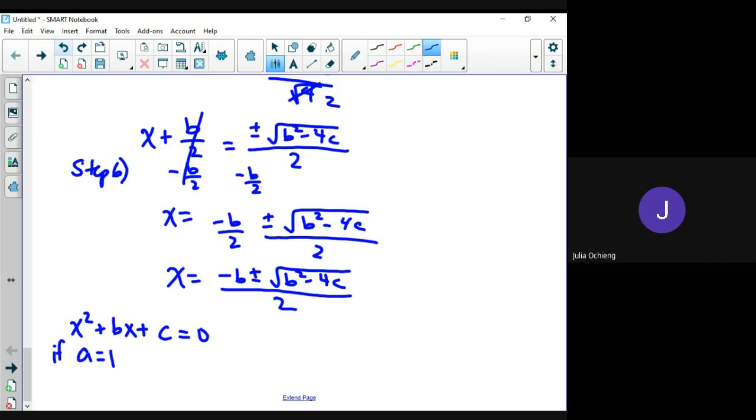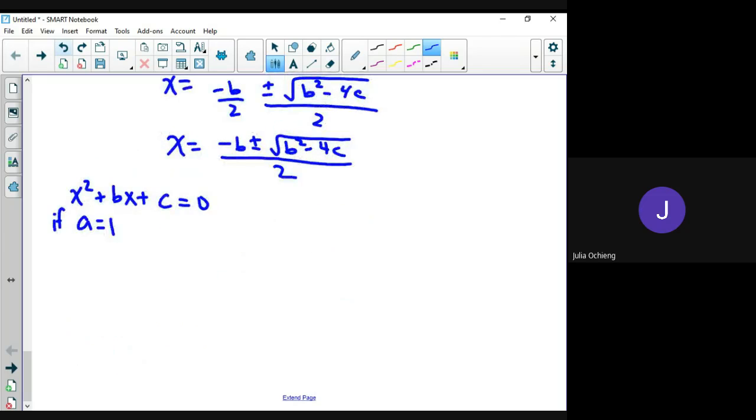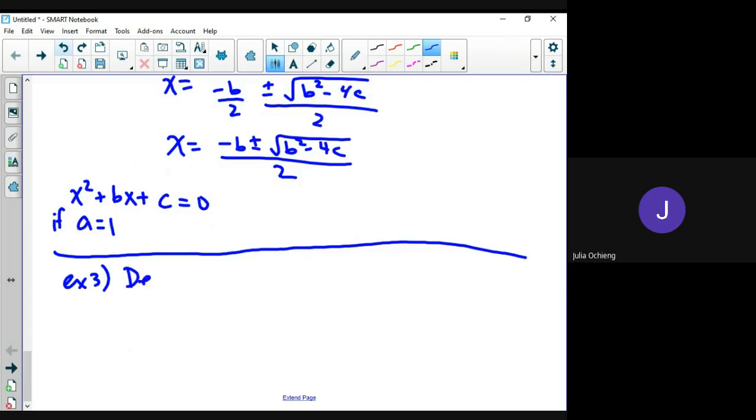But of course, sometimes a doesn't equal 1. So again, I advise you to take a break and massage your head, because we are now going to do the full-on version: how do you solve no matter what a, b, and c equal, even if you don't know any of them, right? So example 3. We are now going to derive the quadratic formula.